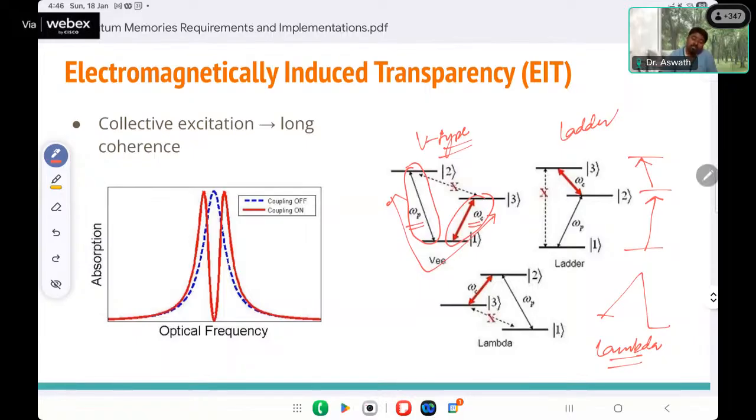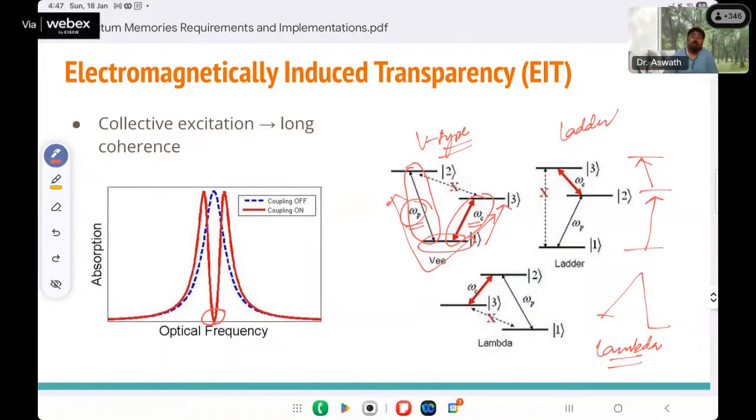When the coupling field is switched on, interestingly, the probe field absorption is zero, which means omega p is never absorbed when I have a very strong coupling field. Whatever electrons are in level 1 will be pushed to level 3. In that way, electrons are not pushed to level 2 because omega c is very, very strong. So in that way, we can stop absorption of omega p.